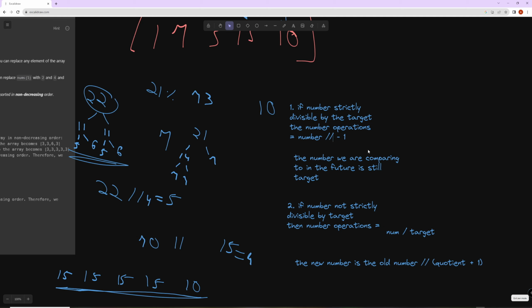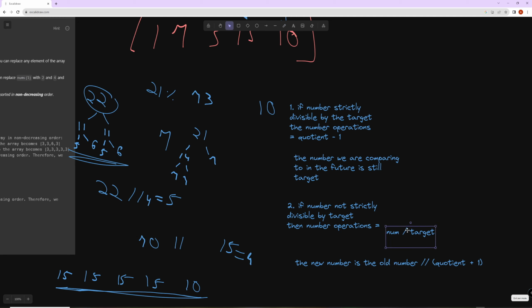So this should actually be not number divided by, it's just quotient. There we go. So that kind of simplifies that. And then the number that we're comparing in the future is still the target because it's a clean divide. And then if the number is not, then the number of operations is here. It's going to be a little bit different, right? So it's going to be just quotient, as I explained earlier.